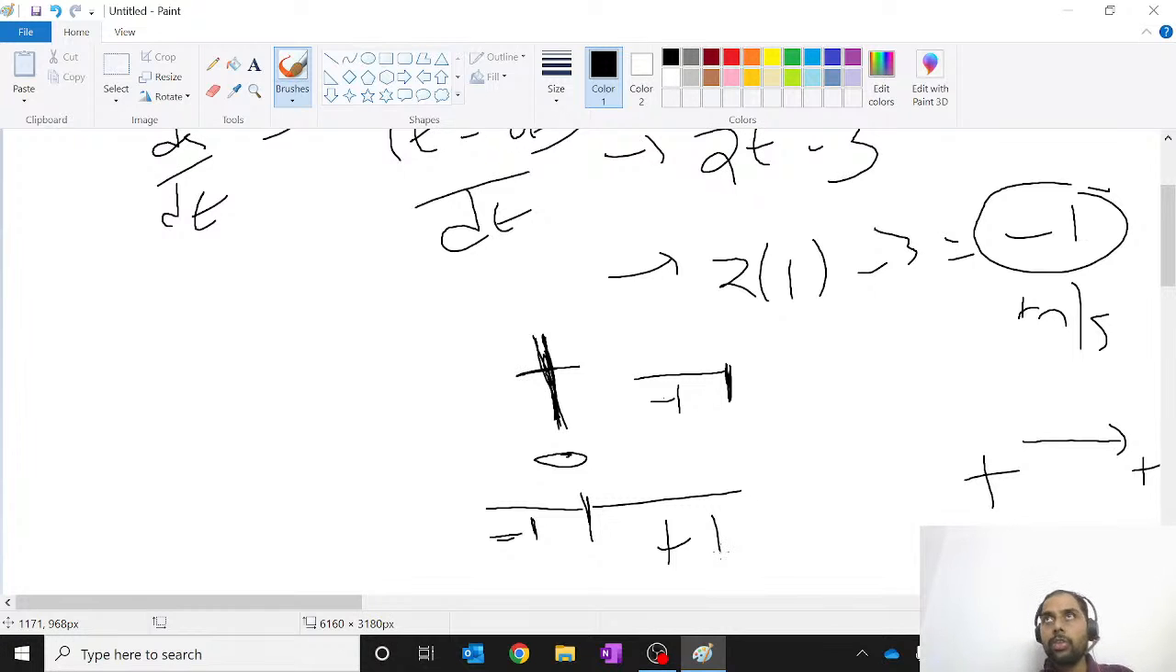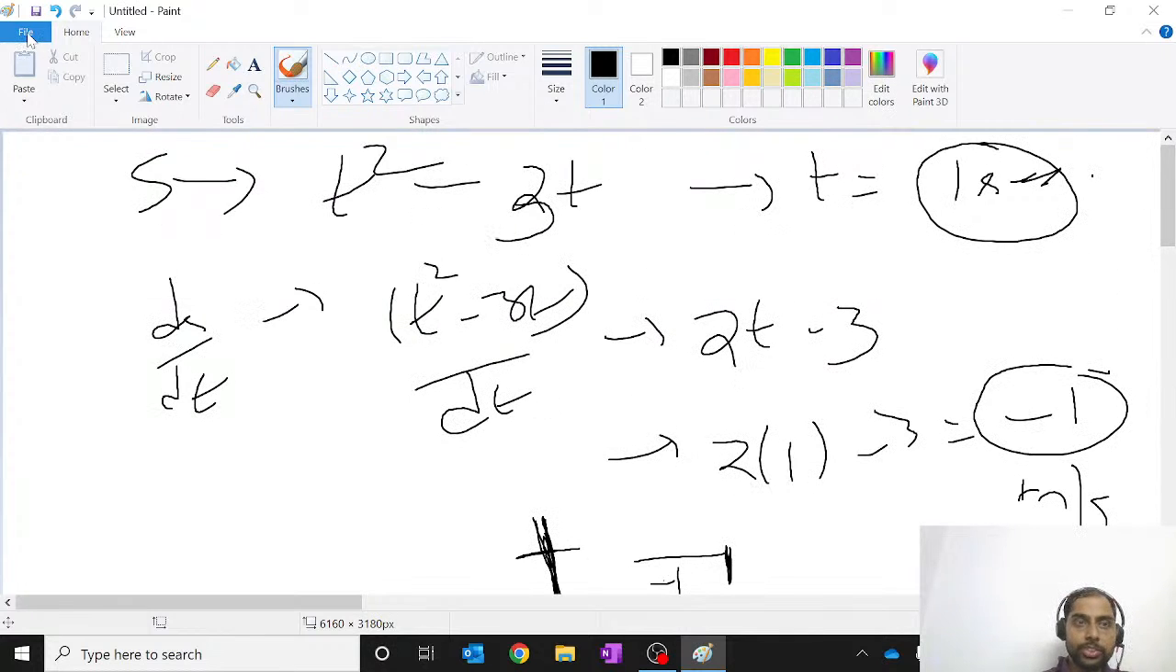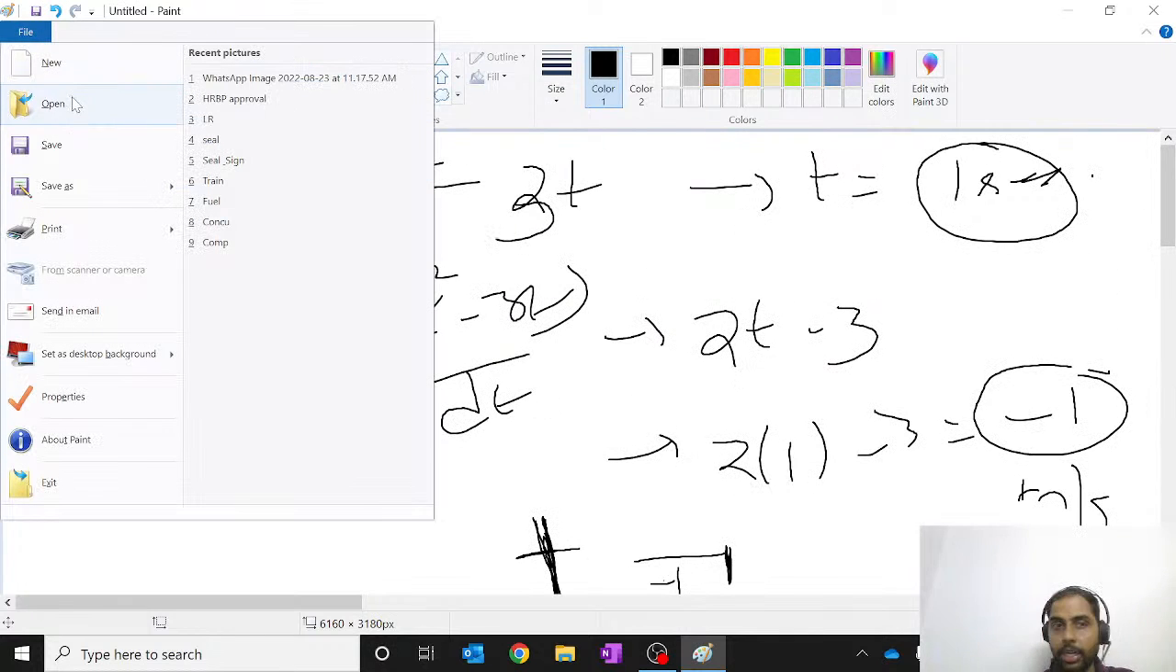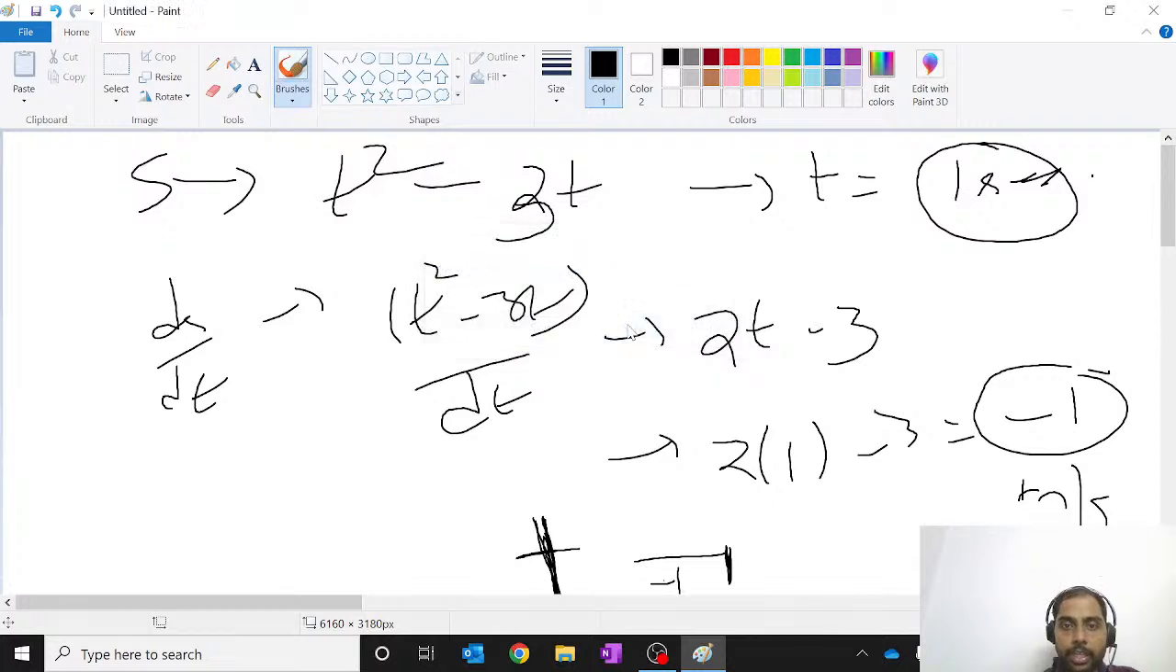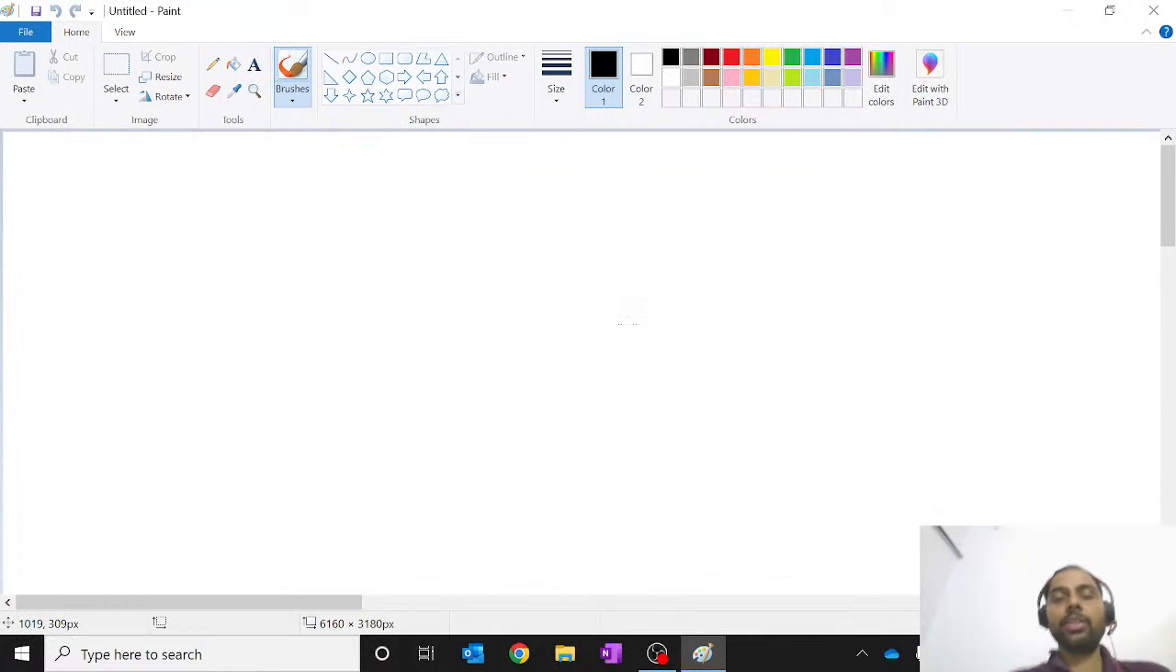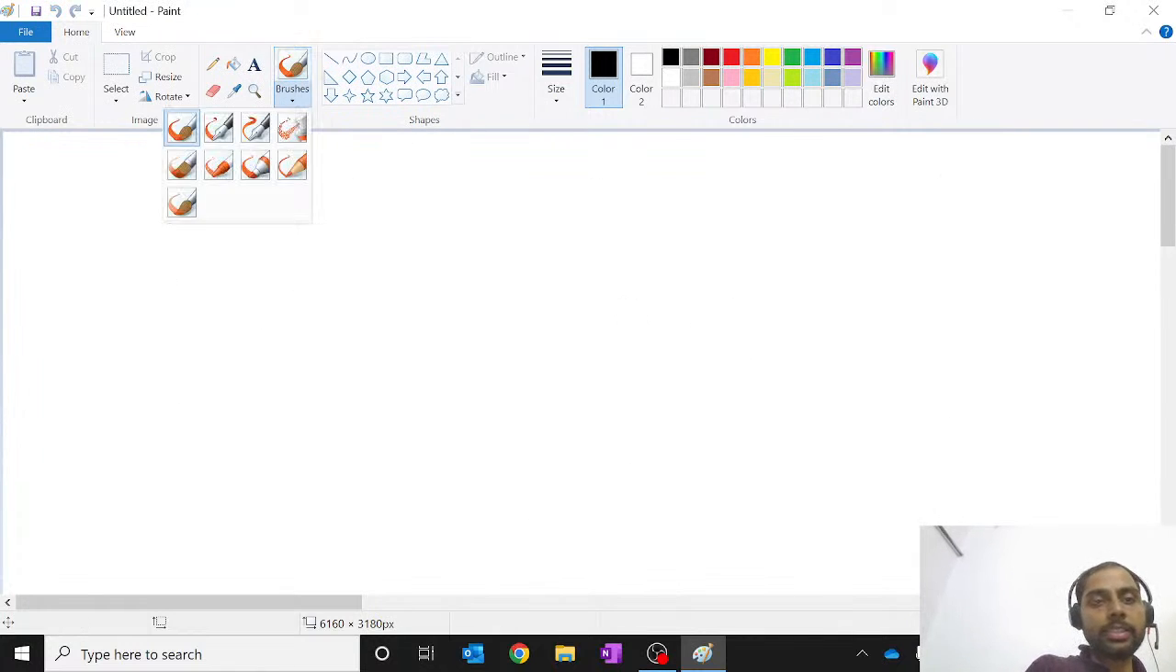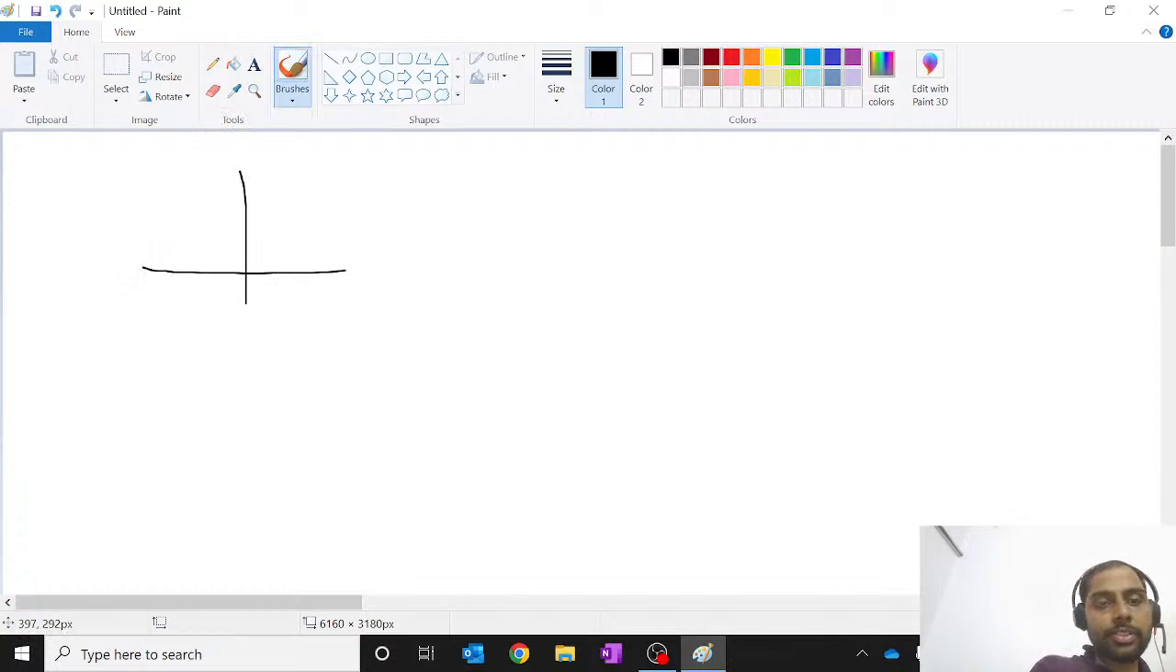Now we are going to talk about one final concept. You've seen the graphs in your 10th and 9th. Let's say you have a motion like this, and let's say this is an S-T graph. Now this is nothing but a parabolic motion. Obviously, therefore, the power is 2. Correct? Because this is a parabola.